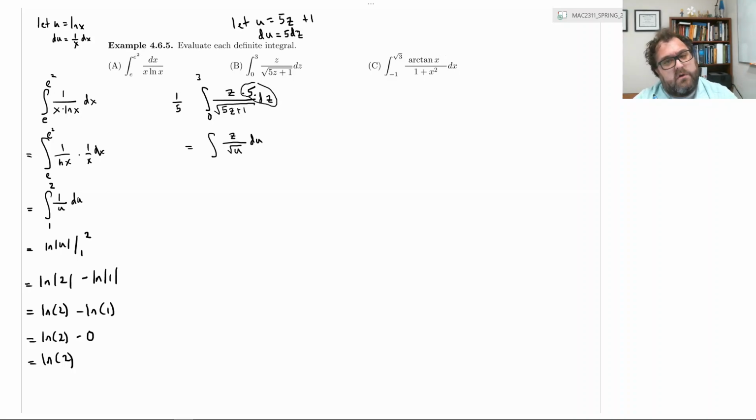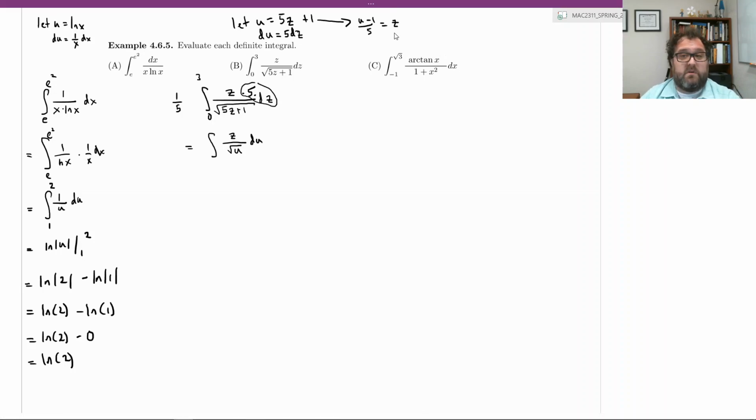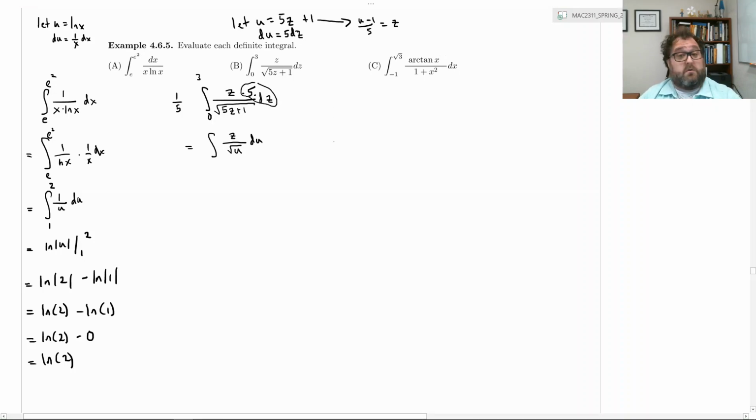And what did we do? Well, in a case like this, we went back to our original substitution and rearranged it to solve for, in this case, z. So if our original substitution is u, we can rearrange that and solve for z. If we subtract 1 from both sides, we get u minus 1, and then divide by 5, we get u minus 1 over 5 equals z. Now, we know that equals z, and so we can substitute in.